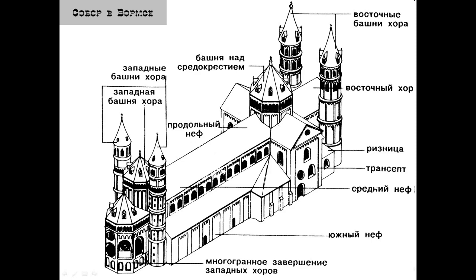Then there are different towers on the sides of the structure. They are located according to the principle of symmetry here. And of course, the most sacred part of the church is located in the eastern part. Here the western choir is mentioned.